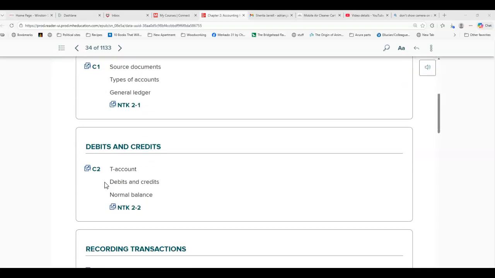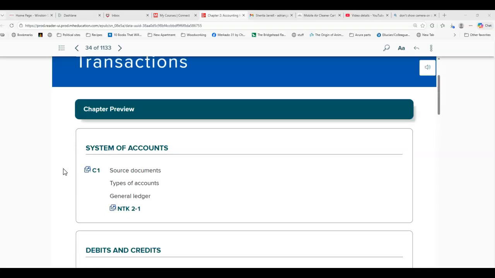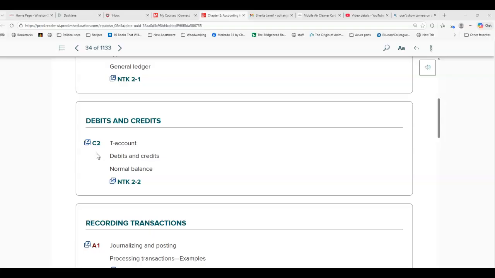Okay, now we're on the second section. We're in learning objective, or section C2. We're going to talk about T accounts, debits and credits, and what the normal balance is. I urge you to pay attention to this and really get comfortable with the normal balance of these accounts. It's going to be critical that you understand that.